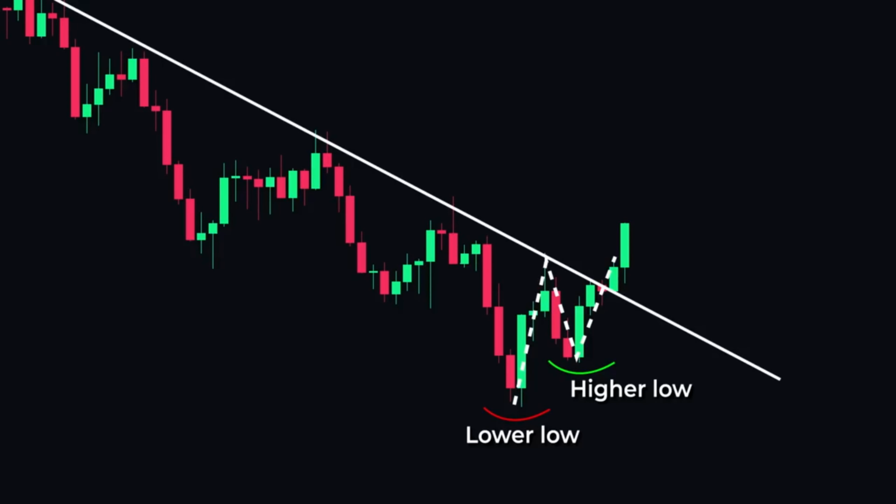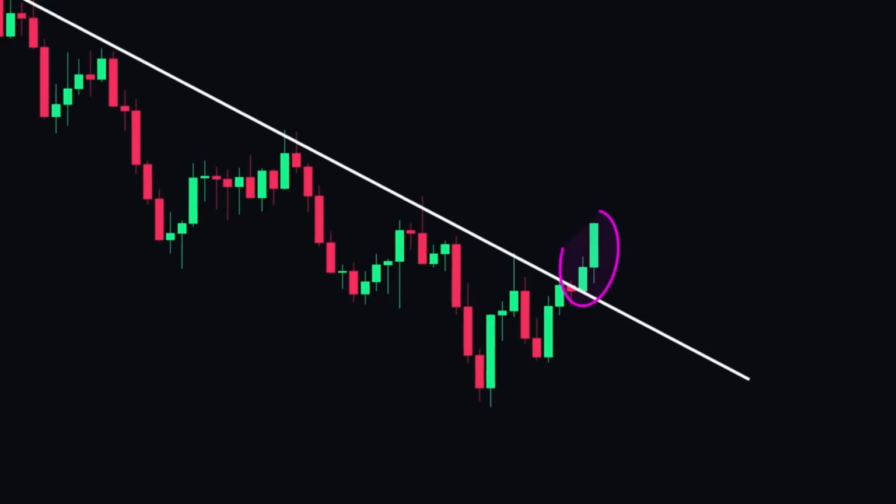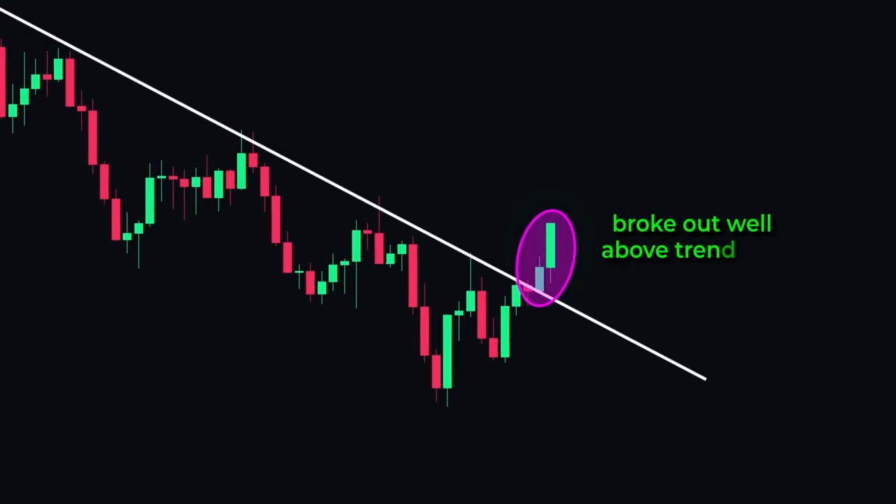Another key confirmation is making sure that when price broke out, the candle closes well above the trend line, because again, we treat trend lines as zones. So we want to see a strong close above the trend line to confirm that price has actually shifted into an uptrend. So this is what I look for before entering a trade.